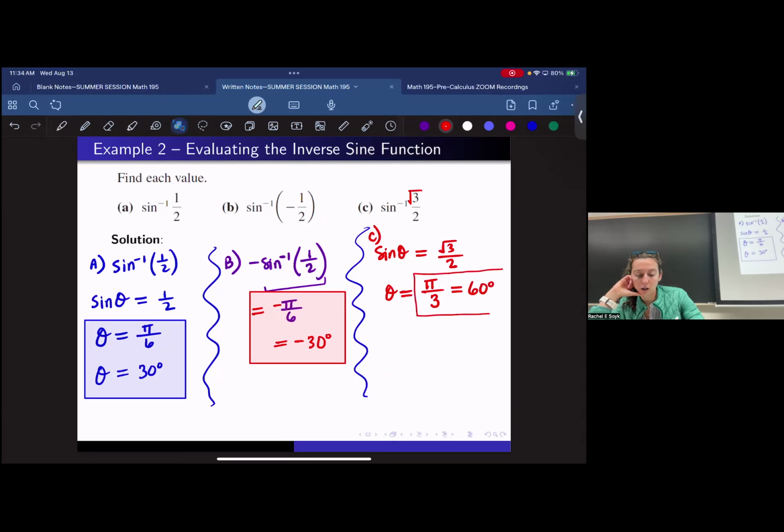Which is why knowing that unit circle, knowing that table, is really important. It makes answering these questions, again, much more efficient.